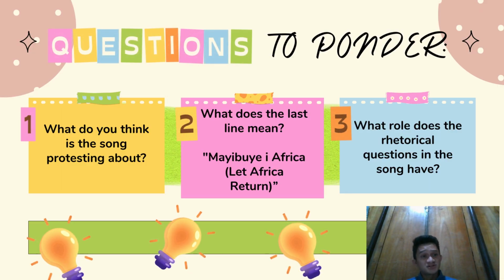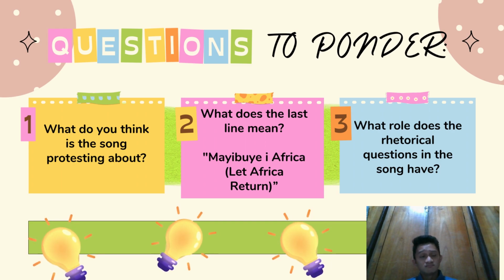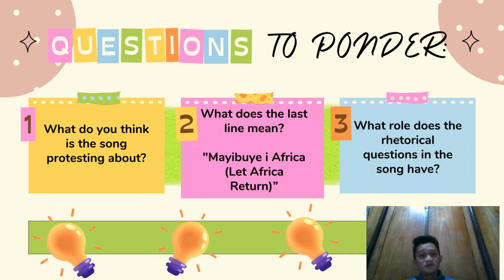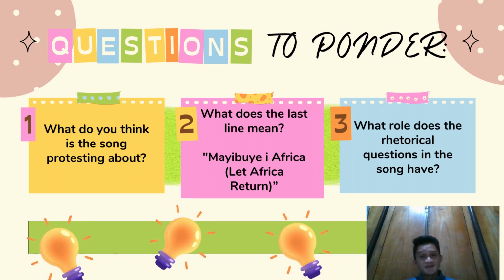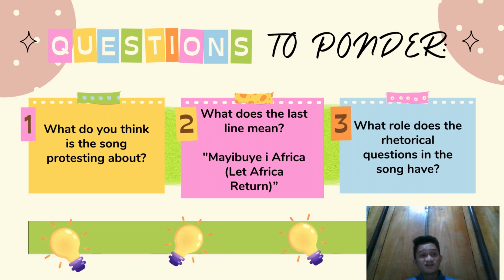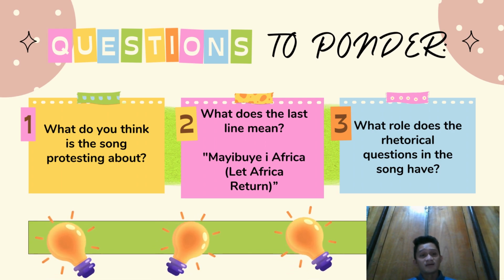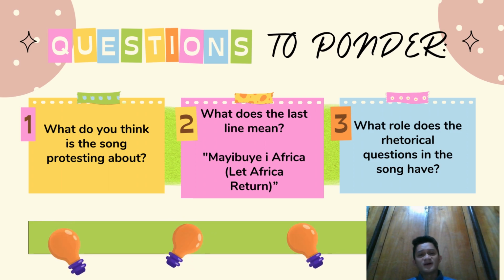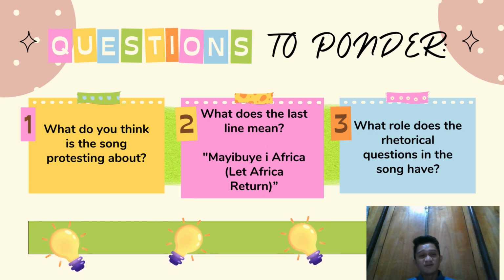Now, time for questions. What do you think the song is protesting about? Okay. The song is protesting about how unfair the treatment is for Africans. And just because they are black, they are treated differently. It is said in the song, "Our sin is that we are black." The song protests about the fact that just because they are black, they are treated less humanely than other people.